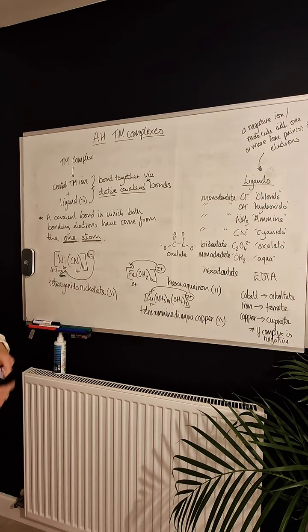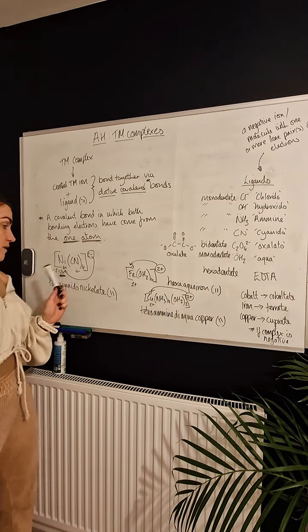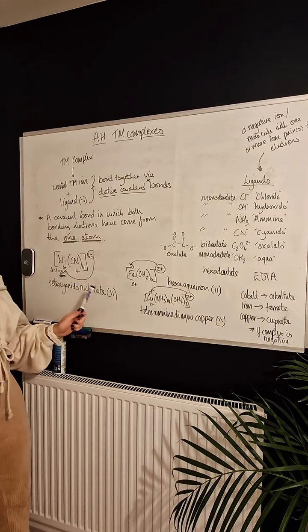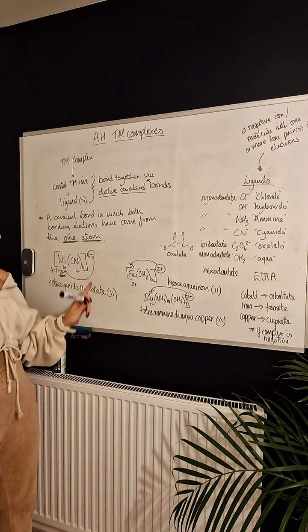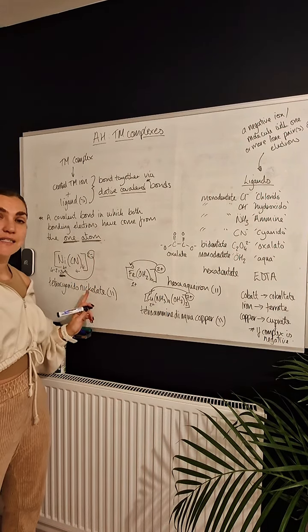Easy as that. So next time you're naming your transition metal complexes, don't forget the new names of the ligands. Don't forget your oxidation state in Roman numerals, and don't forget if the overall complex is negative, your metal name needs to end in ate.